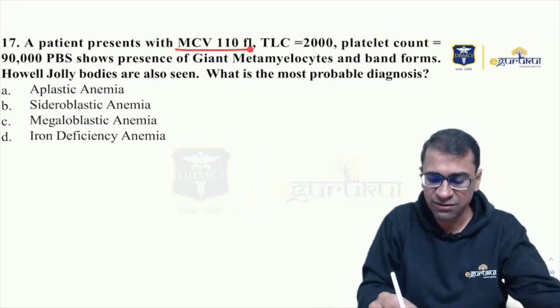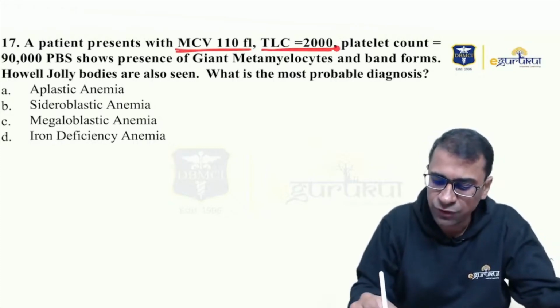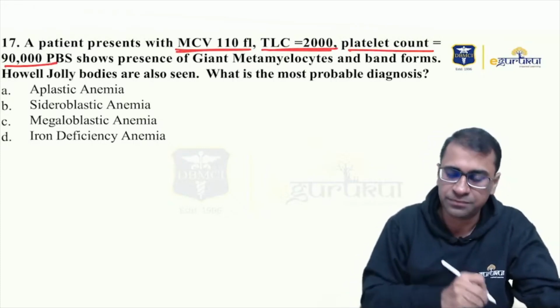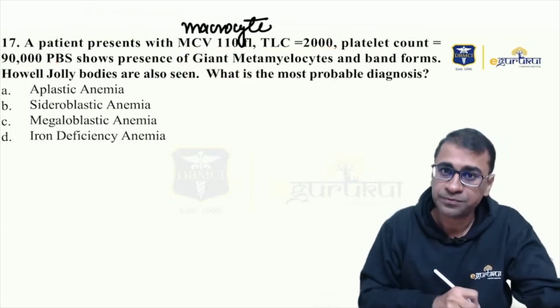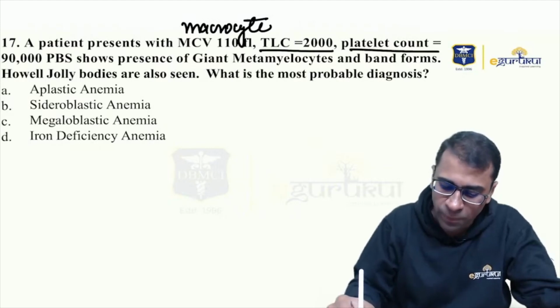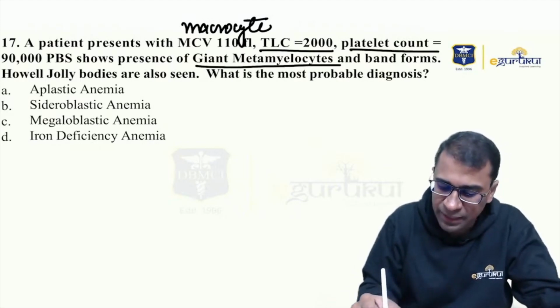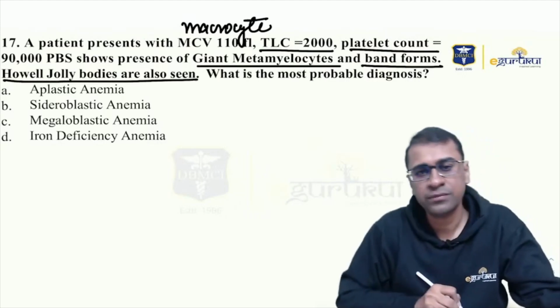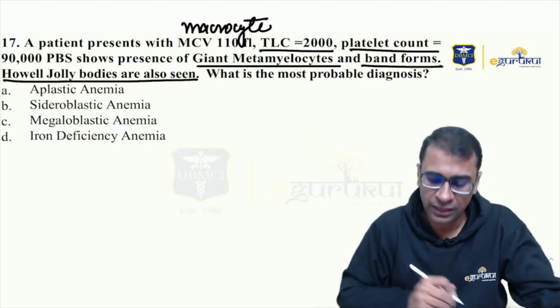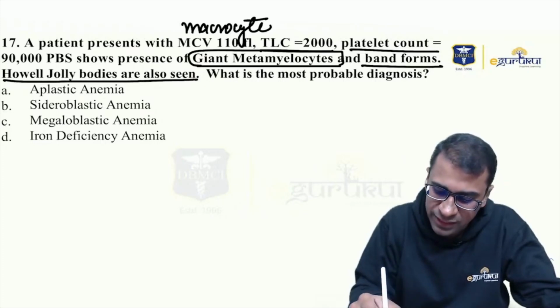A patient has MCV 110, TLC of 2000, platelet count of 90,000. It becomes what? Macrocyte, low TLC, low platelet count, and shows giant metamyelocytes and band forms. Howell-Jolly body is also seen. What is this a case of? Giant metamyelocytes.